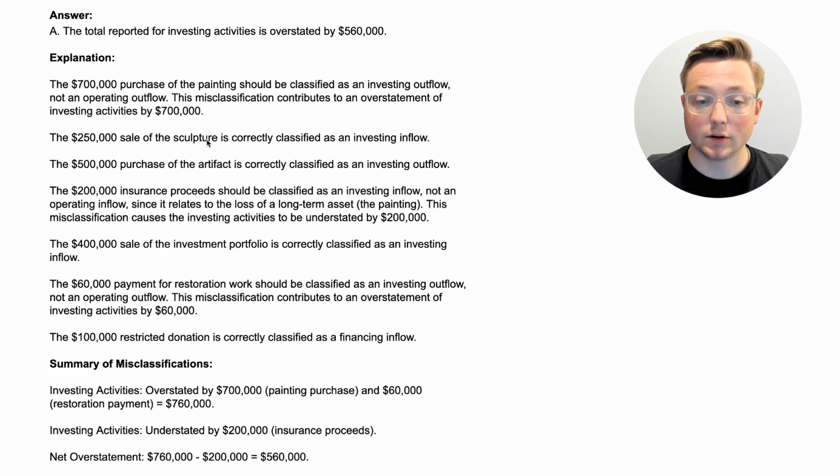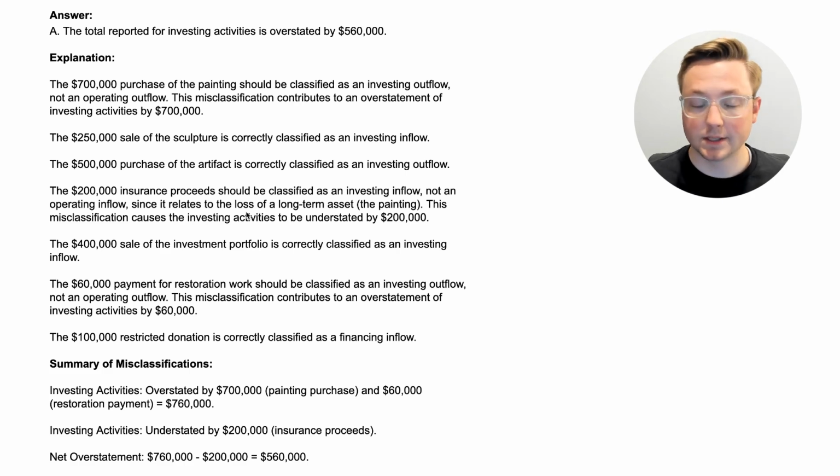The $250,000 sale of the sculpture is correctly classified as an investing inflow, again, because they sold a long-term asset. Same thing with this, $500,000 purchase of the artifact. That's an investing outflow because they purchased an artifact. The $200,000 insurance proceeds should be classified as an investing inflow, not as an operating inflow, since it relates to the loss of a long-term asset.